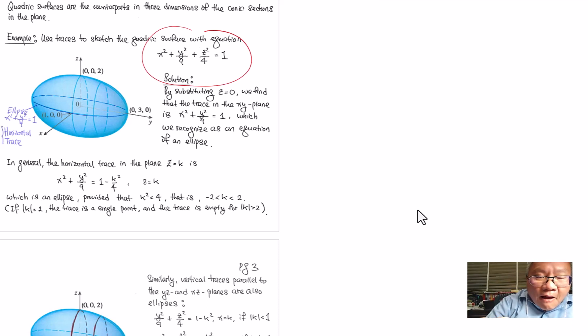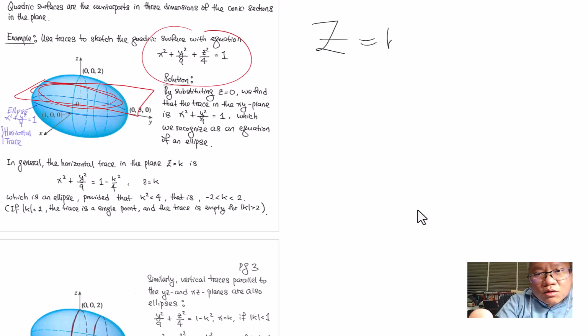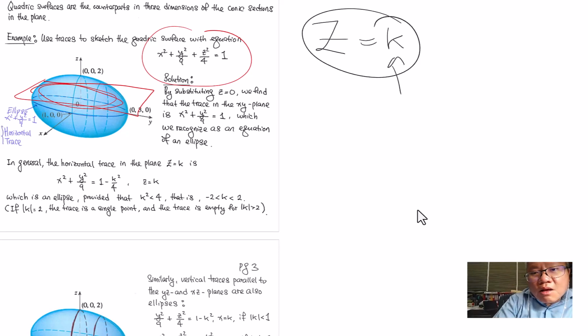Let's say I wanted to do a horizontal cross section like that. Obviously, from here you can already expect we're going to get ellipses. Now, how do you do a horizontal cross section? Well, your horizontal plane is z equal to something, right? So you just say, all right, I'm going to take z equal to k. Some number. I don't know what that number is. Just do z equal to k.